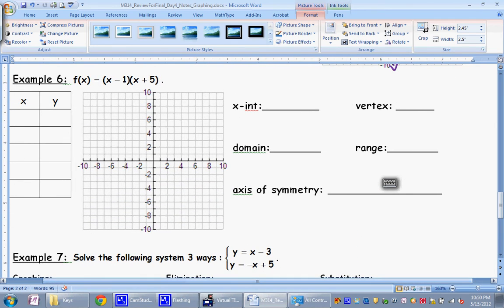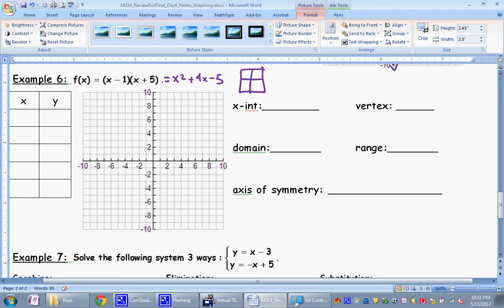Now example number 6, there's a couple ways you could look at it. First of all, I look at example number 6 and think to myself, oh, that's a quadratic. I should be multiplying it out using a box. And when you use a box to multiply out x minus 1 and x plus 5, you get x squared plus 4x minus 5. So now we know we have a quadratic, so that means it's going to be a parabola, and we know a ton about parabolas.